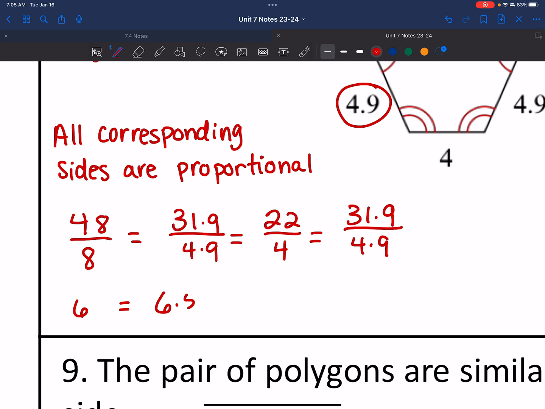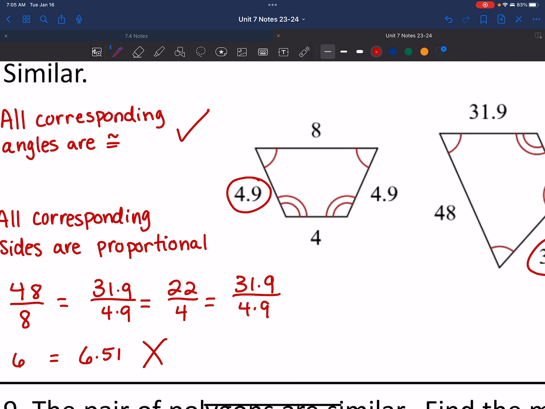All right. So I don't even have to continue working. I can just immediately stop here, because I know these two numbers are not the exact same thing. 6 is not equal to 6.51. I don't even have to do the other two, because if these don't match, it doesn't matter what the others do. So this does not work. And since it doesn't satisfy both parts, we can say that these are not similar.